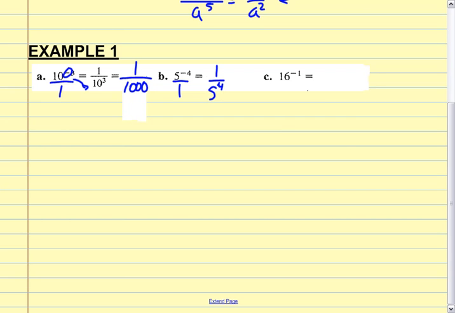What is 5 to the 4th? You guys don't have a calculator. It's 5 times 5, which is 25. Times 5 is 125. Times 5 is 625.